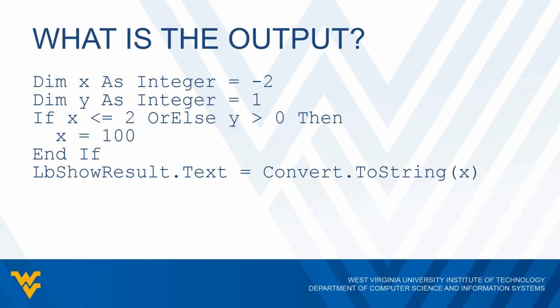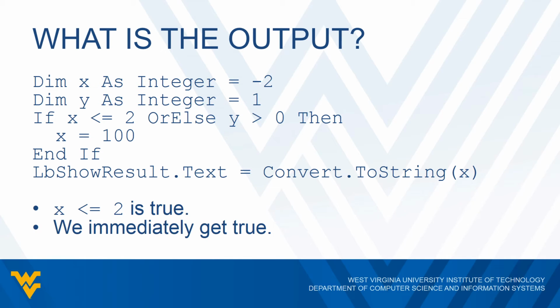So let's check the first condition, x less than or equal to 2. Since x is negative 2, that means x less than or equal to 2 is going to be true because negative 2 is surely less than or equal to 2. And since this is an or else operator, we don't need to check the second condition if the first one is true. And since it is true, we don't need to evaluate y greater than 0. We immediately get the true portion. So that means we can go inside the if statement, set x to 100, therefore our output is going to be 100.